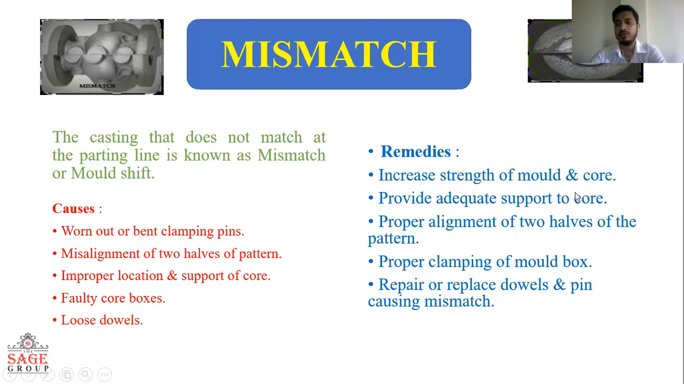And what are the remedies to remove that? Increase the strength of the mold and core, provide adequate support to core, proper alignment of two halves of the pattern, proper clamping of the mold box, and repair or replace dowel pins and bushings causing mismatch. So these are the remedies that we can take in our casting procedure so that this type of defect does not occur.